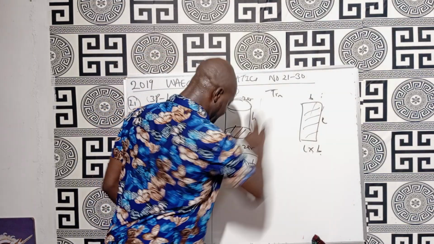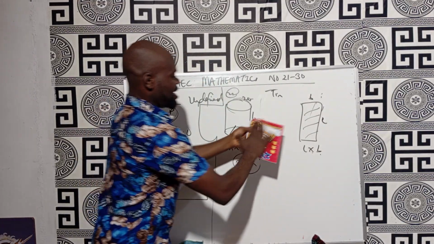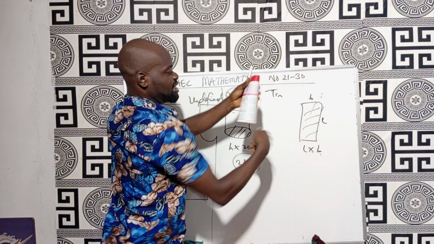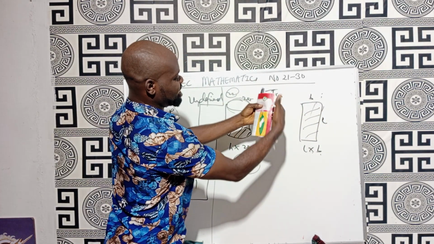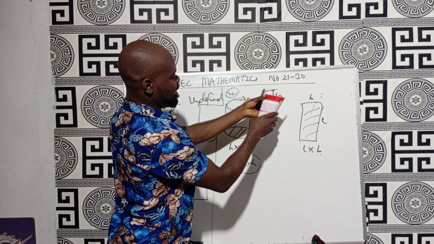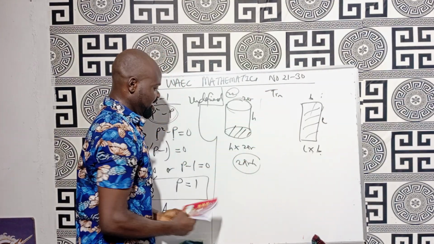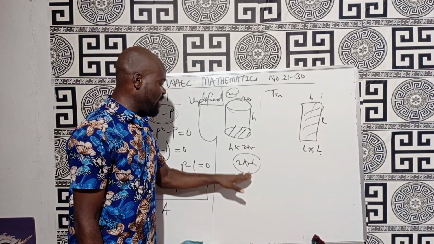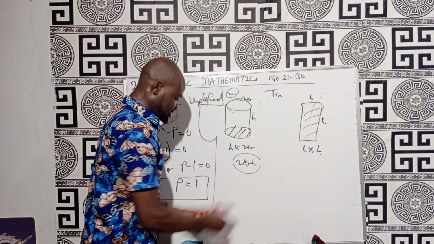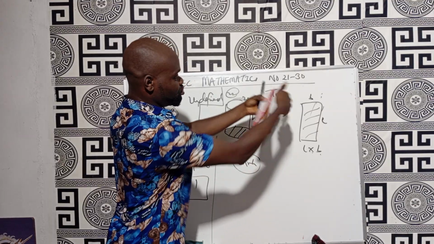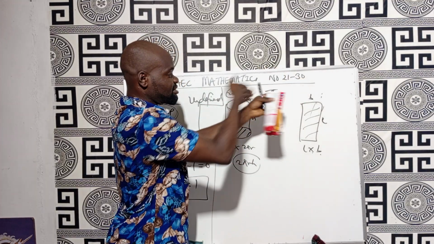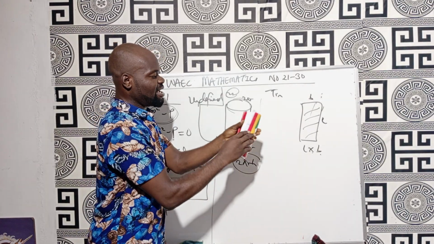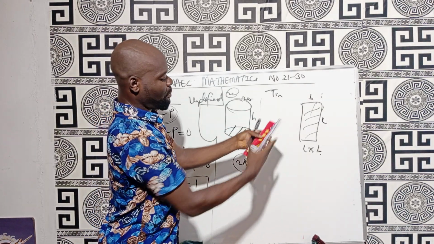This area here is the one that has become curved. It has become the curved surface area. So the formula for the curved surface area of a cylinder is given by what? 2 pi r h. That's for this side, this middle part, not the up and down. This center is curved.